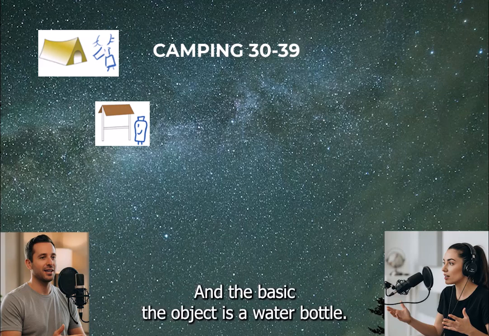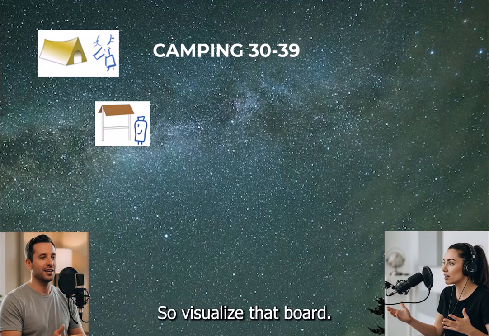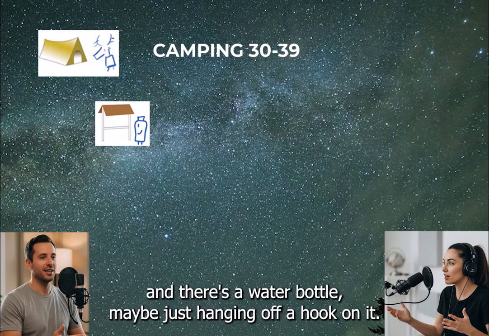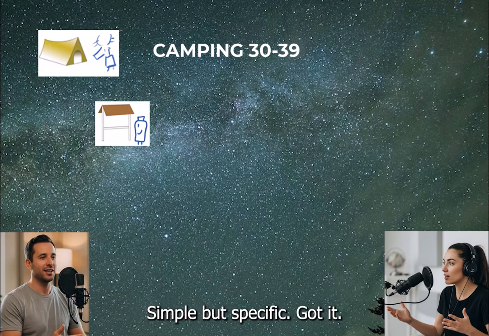And the object is a water bottle. So visualize that board. Maybe it's wooden, weathered, and there's a water bottle, maybe just hanging off a hook on it. Simple, but specific. Got it.